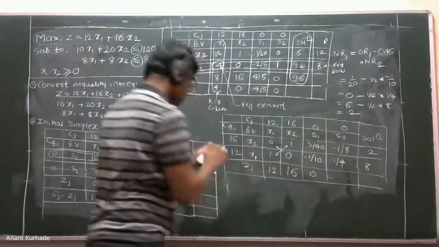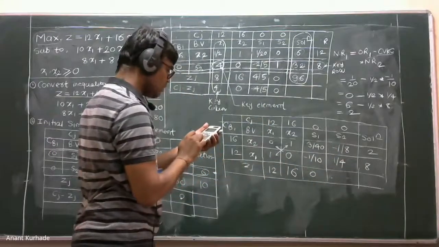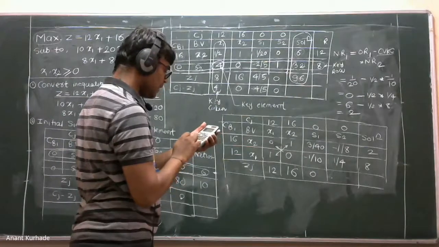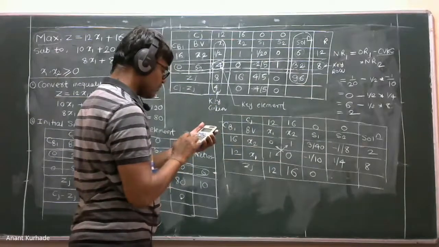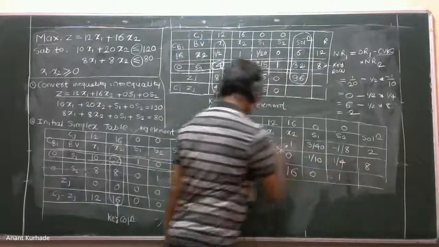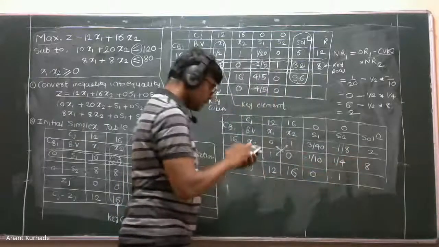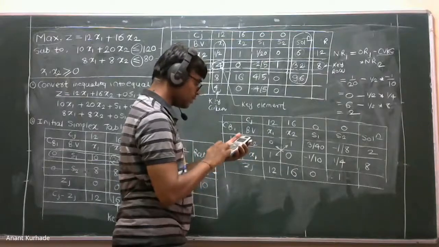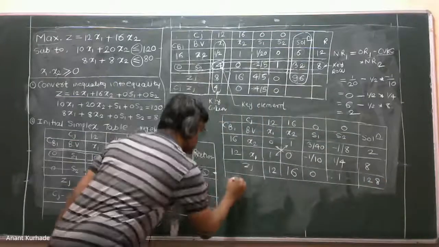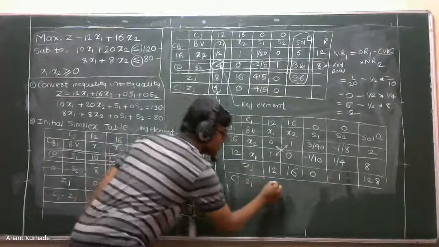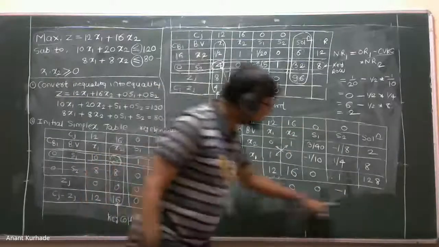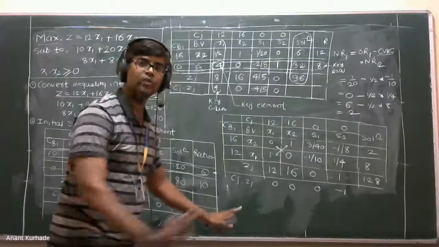Now next, below: 16 into minus 1 upon 8 plus 12 into 1 upon 4. Here it is 1, cross check. And this is what? 16 into 2, it is 32. 32 plus 12 into 8, so it is 128. Then calculate Cj minus Zj: 0, 0, 0 and minus 1. So is there any maximum positive value? No. Then you can stop here.